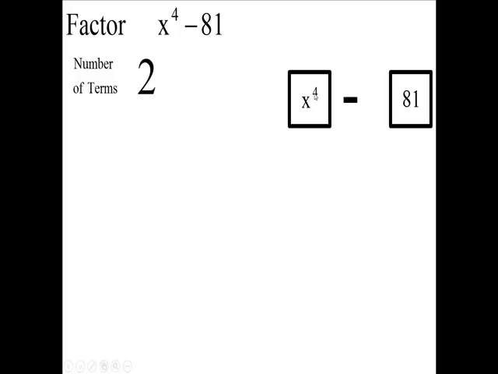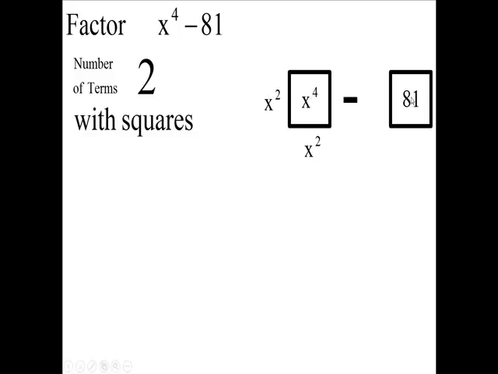The square root of x to the fourth is x squared, and the other side is x squared. Okay, x squared times x squared is x to the fourth, kind of like the length times the width of a square. X squared times x squared is x to the fourth.